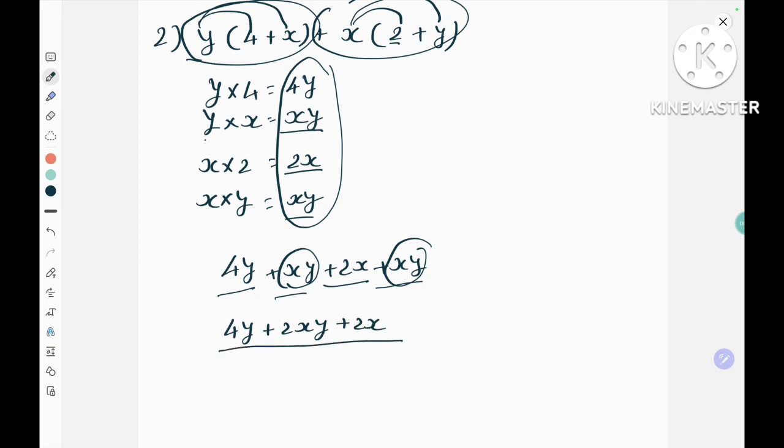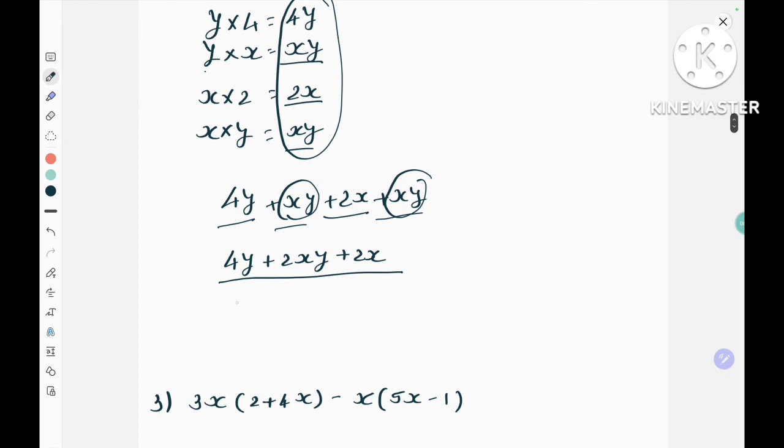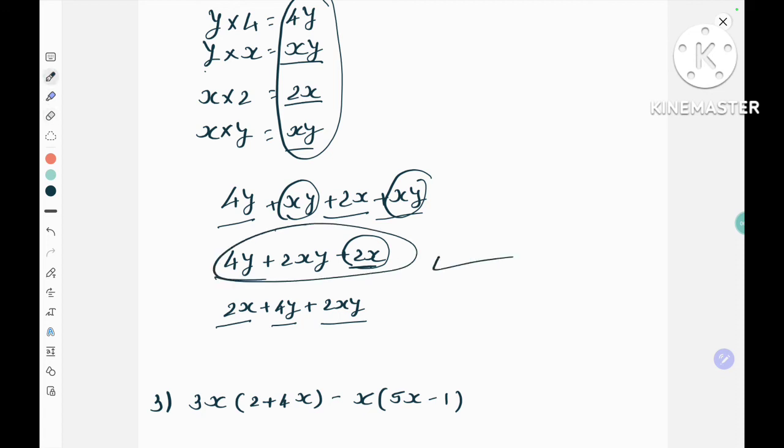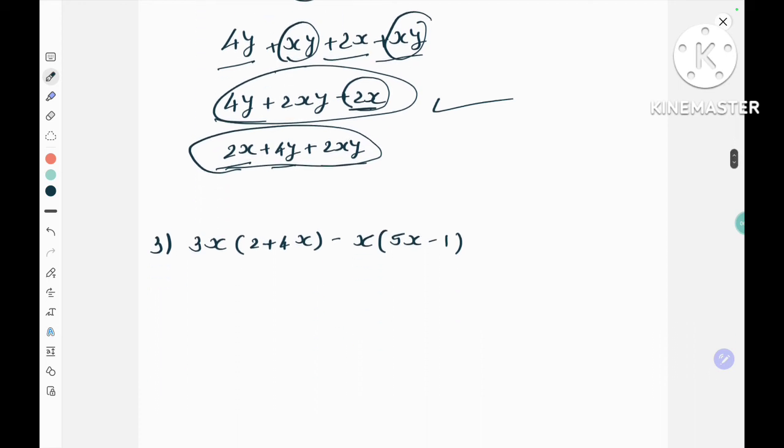Of course, you can leave the answer like this, but normally I like to write in alphabetical order. So 2x plus 4y plus 2xy. I just change the order. I write the single-variable terms first, in alphabetical order. So x comes first alphabetically, so I write the x term first, then the y term, and then at the end the xy term. Okay, if you leave your answer like this, it is still correct. It's fine, but if you want your work to look better and more presentable, then do it like this.